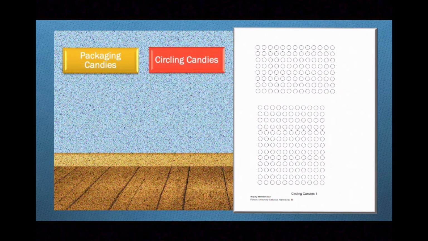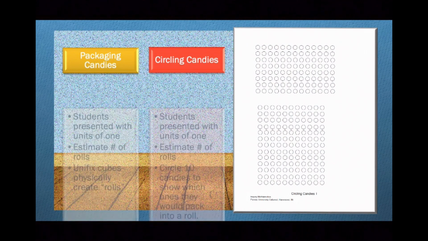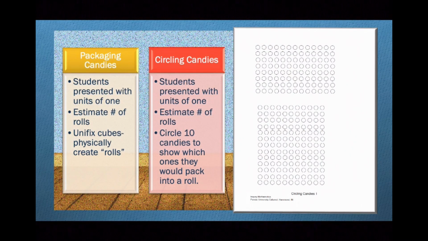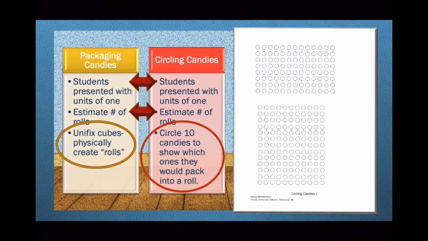The circling candies and packing candies activities begin the same way. Students are presented with materials in units of 1, individual candies. Then they begin by estimating how many rolls there would be if the candies were packed up. The difference between the 2 activities lies in what happens next. In the packing candies activities, students use Unifix cubes as pretend candies to physically create rolls. They physically change 10 ones into 1 10. Here students circle candies to show which ones they would pack into a roll.